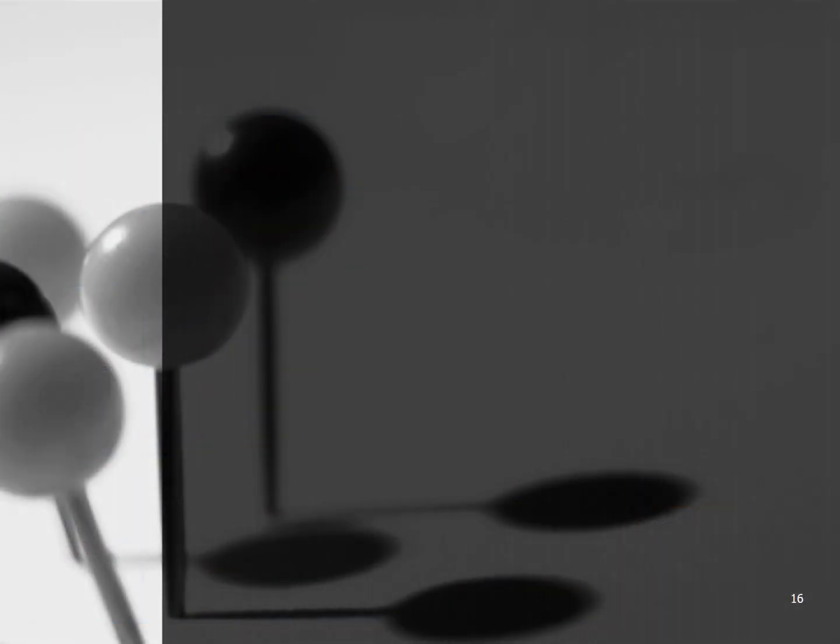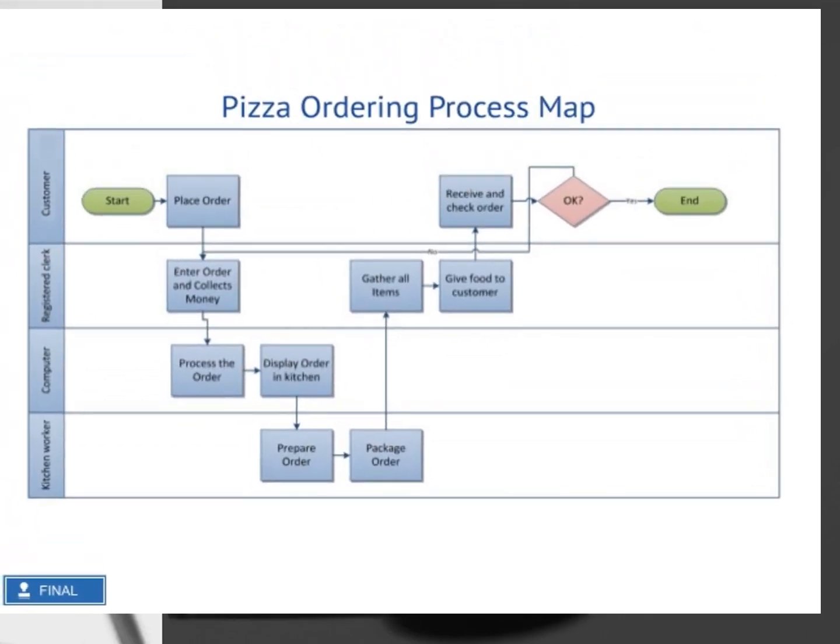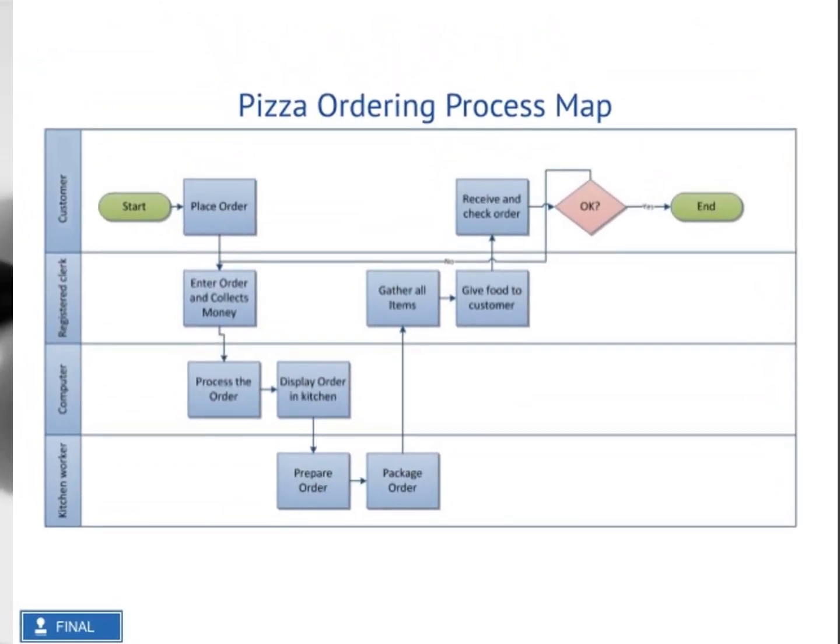The next example is a pizza ordering process map, starting from placing the order up to receiving and checking the order, and that's the end of the process. These activities are performed by a person or a group of people. So for this pizza ordering process map, we have the customer, the register clerk, the computer, and the kitchen worker. The computer represents the application.